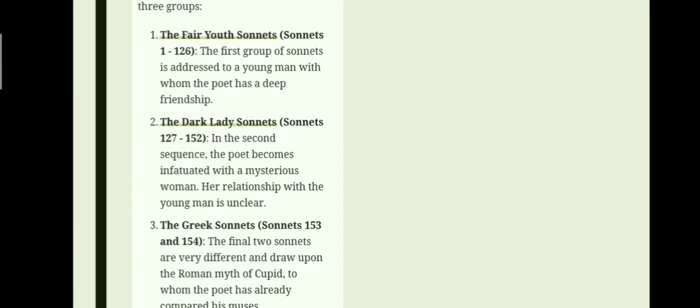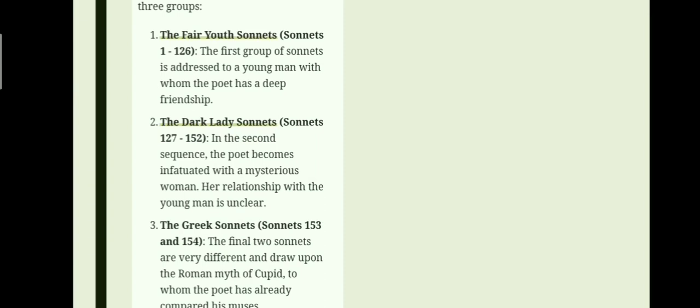Next are the Dark Lady sonnets. They are called the Dark Lady sonnets. Actually, nobody knows who that lady was. It's really a mysterious issue. Still, his relationship with that lady was unclear, because Shakespeare was in love with that lady, but that lady was not in love with Shakespeare, and that's why their compatibility was like zero, and that's why Shakespeare shows his hatred towards the lady and lady kind.